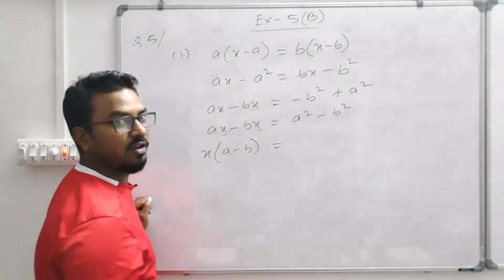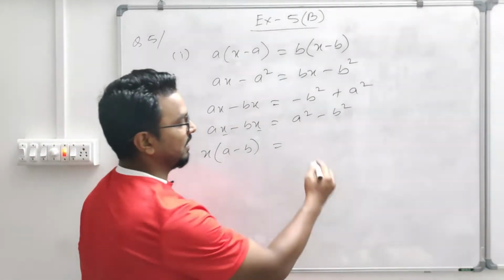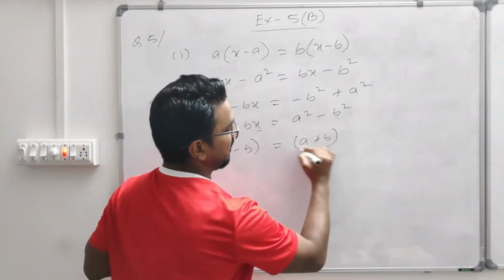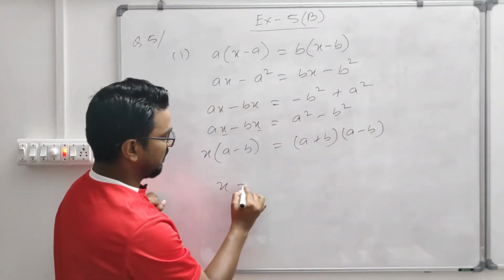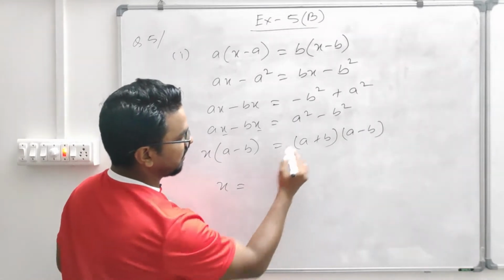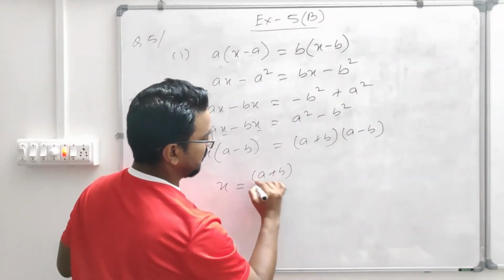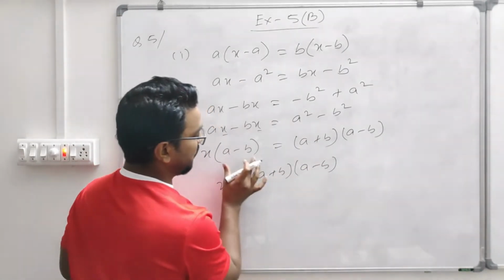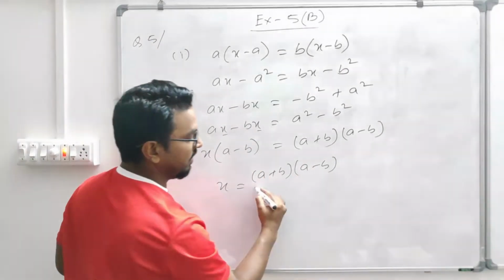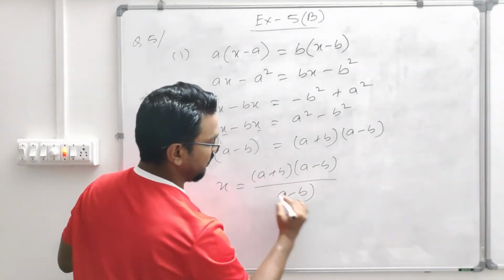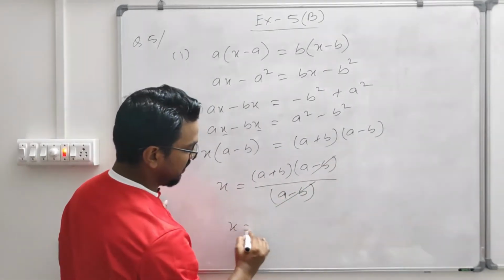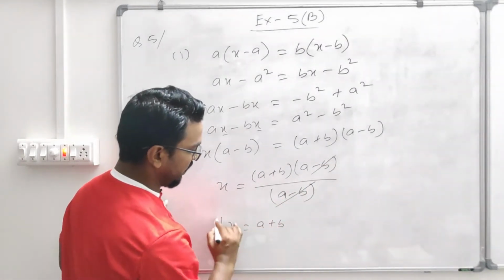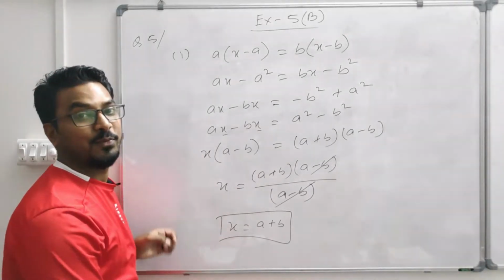Okay. And what is the formula of a square minus b square? That is a plus b, a minus b. Okay. So keep this x, take this a minus b to the other side. Here a plus b, a minus b. If you take this one to the other side, it will divide. So a minus b. So you can cancel these two. So if you cancel, what will be left? A plus b. So the value of x is a plus b.